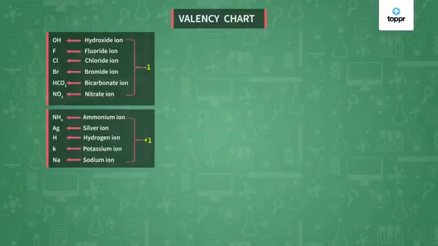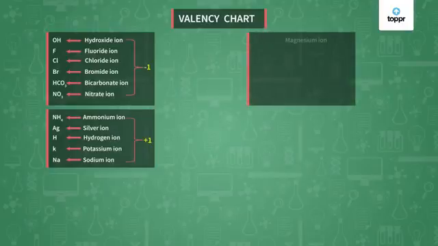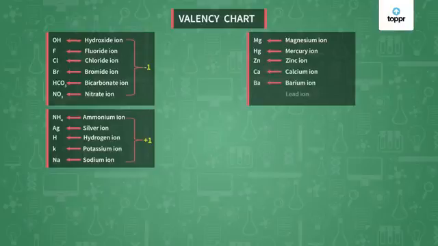Okay, now let's go to the next group. The next group has magnesium, mercury, zinc, calcium, barium and lead. The entire group has valency +2. So all of the members have valency +2. How are we going to remember this group now? The song goes like this.